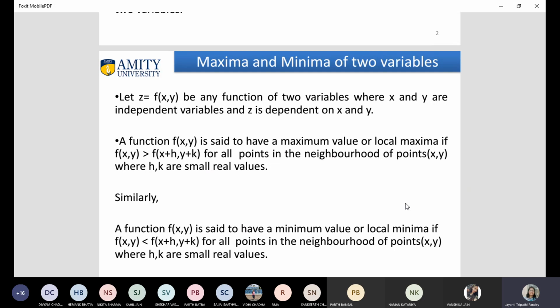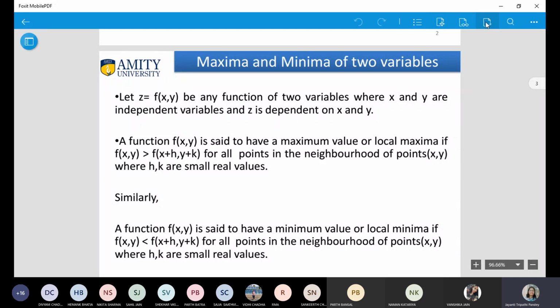Let z be any function of two variables where x and y are independent variables. This is something you need to remember. Now y does not depend on x. x and y are independent of each other, and z is the variable that depends on x and y. So z is your dependent variable and x and y are independent variables. A function f(x,y) is said to have a maximum value or local maxima if f(x,y) is greater than f(x+h, y+k). This is very simple to understand. If in the neighborhood the value is lesser, then what will happen?